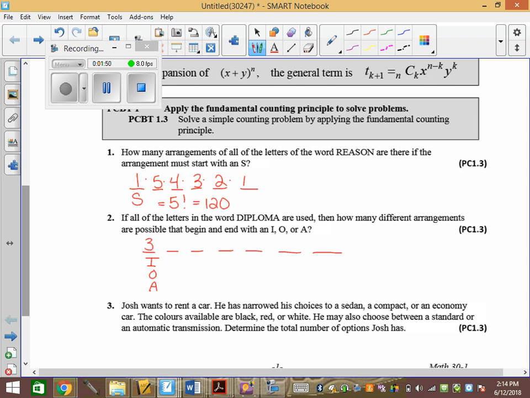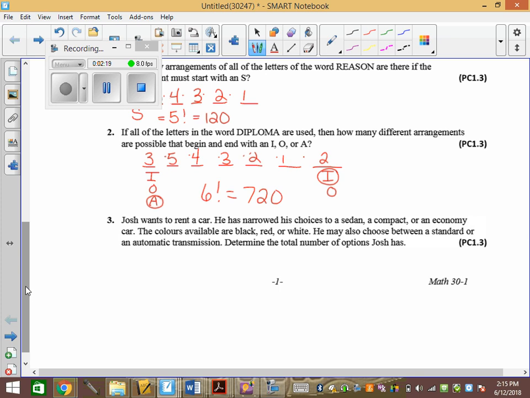What do we assume when it's a word? You don't repeat. You have what you have. So I'm going to keep the A here. Whenever I don't repeat, I keep something. I, O, so 2. And then I would have all the rest left. So 5, 4, 3, 2, 1, which is actually the same as 6 factorial. Why? 3 times 2 is 6. 5, 4, 3, 2, 1, so 720.